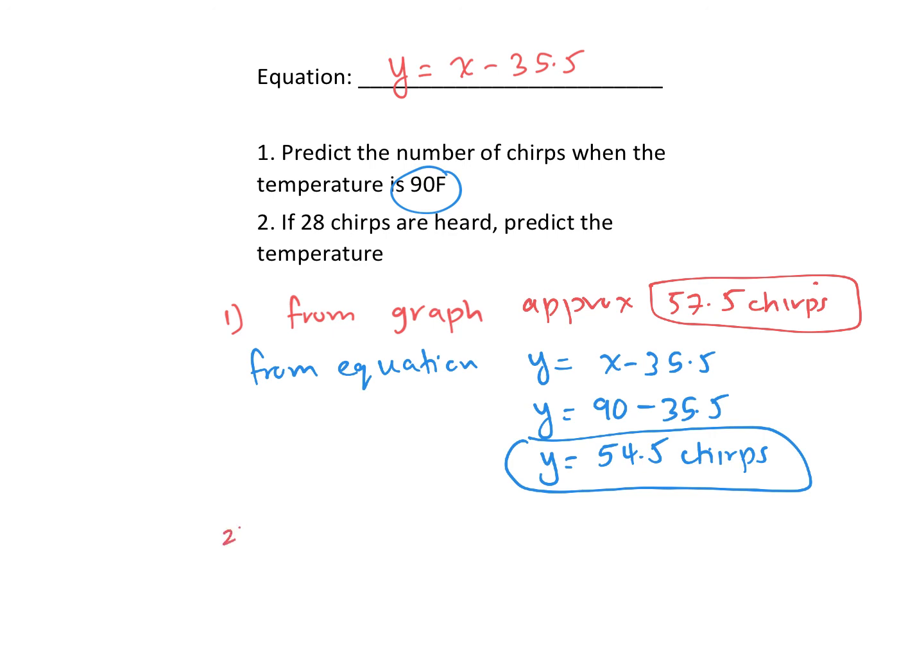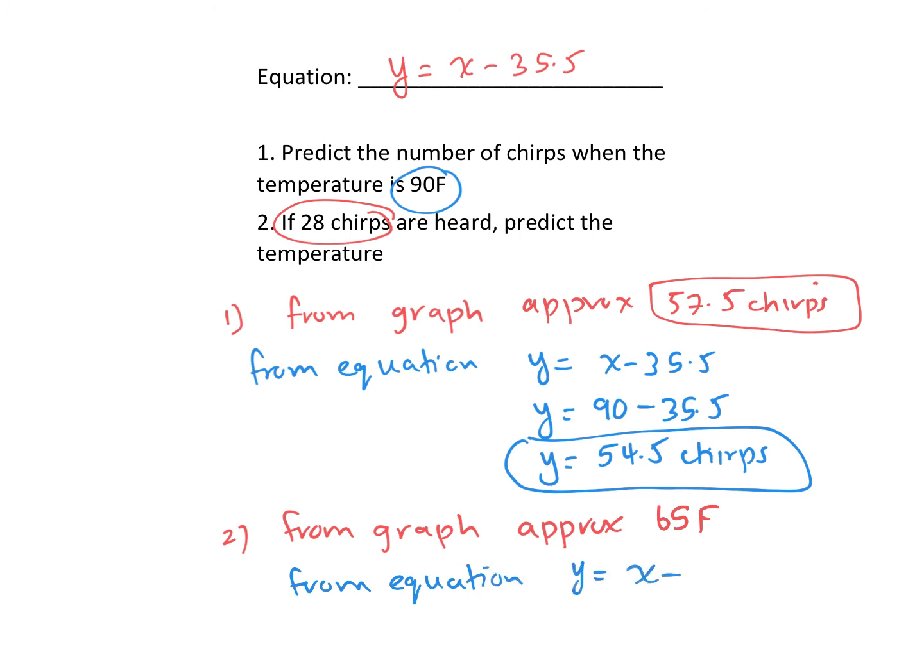Okay, in 2, it wants me to find the temperature when we hear 28 chirps. So again, I'm going to look at the graph. So from the graph, look at the approximate number, 28 chirps approximately. Approximate temperature would be 65 Fahrenheit. And then we'll also do that calculation from the equation.